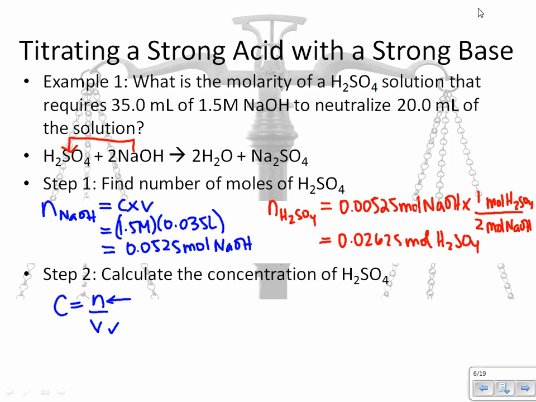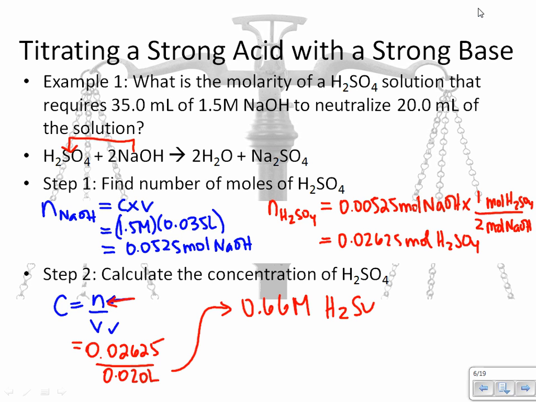H₂SO4. Awesome. Now we can take that number and plug it in here for my N to calculate my final concentration. 0.02625 divided by your liters, which was 20 mL that you started off with. Remember to convert to liters there. Do your quick little division and you get 0.66 molar solution of H₂SO4. So there's your final answer right there.